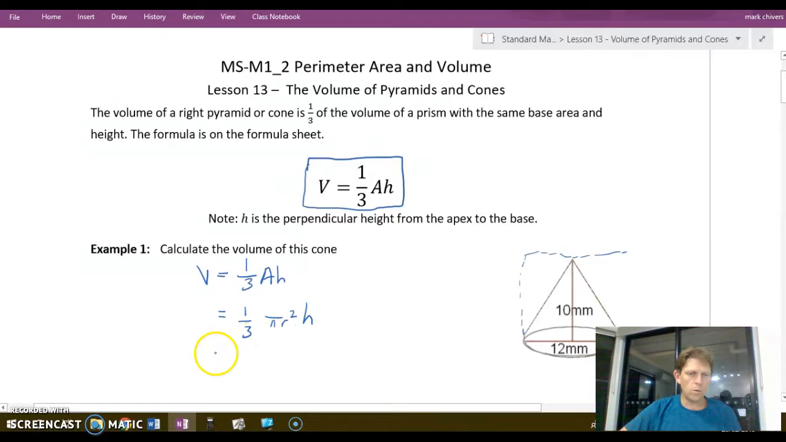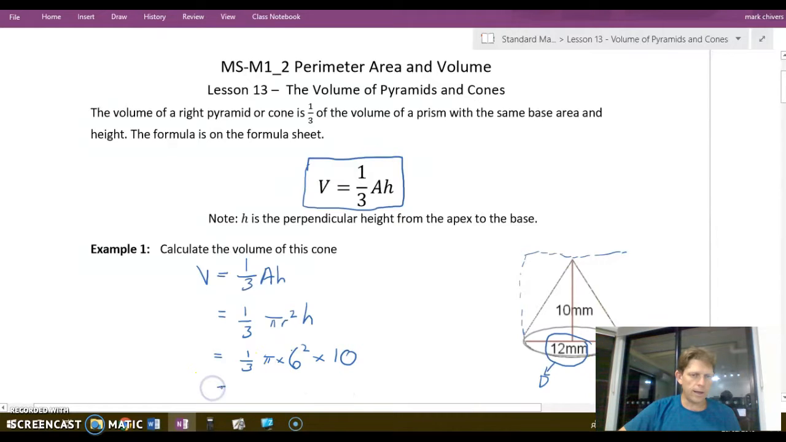Okay, so we can now just substitute in the values we've got in our equation. So a third and pi, they're just numbers, we can just plug those in. Now, over here, this isn't the radius, that's the diameter. So I'm going to have to halve that to find the radius. So half of 12 is 6, so we're going to be multiplying by 6 squared, and then we're going to multiply that by the height, which is 10.